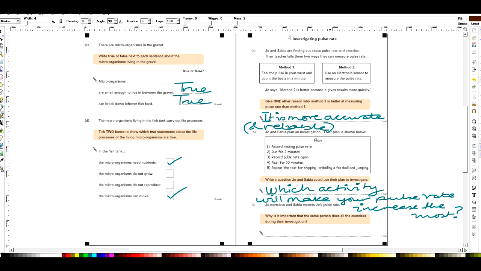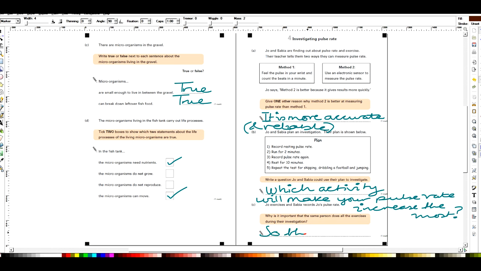Why is it important that the same person does all the exercise during the investigation? This is a nice, lovely scientific answer that we say. Okay, Arwa, so the test is? It's because their pulse is different. Okay, so what's the purpose, to make the test? Fair. Fair, well done. So we have a fair test.